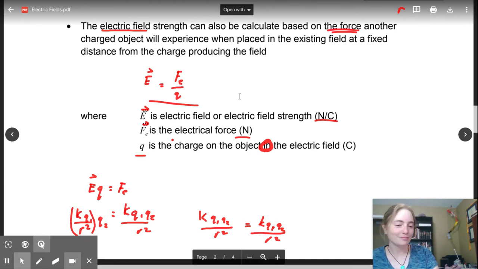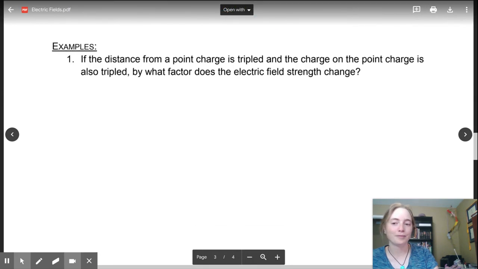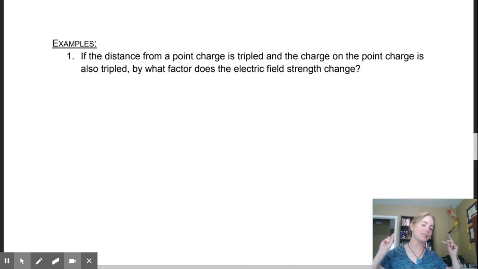All right. Ladies and gentlemen, let us put these equations into action.